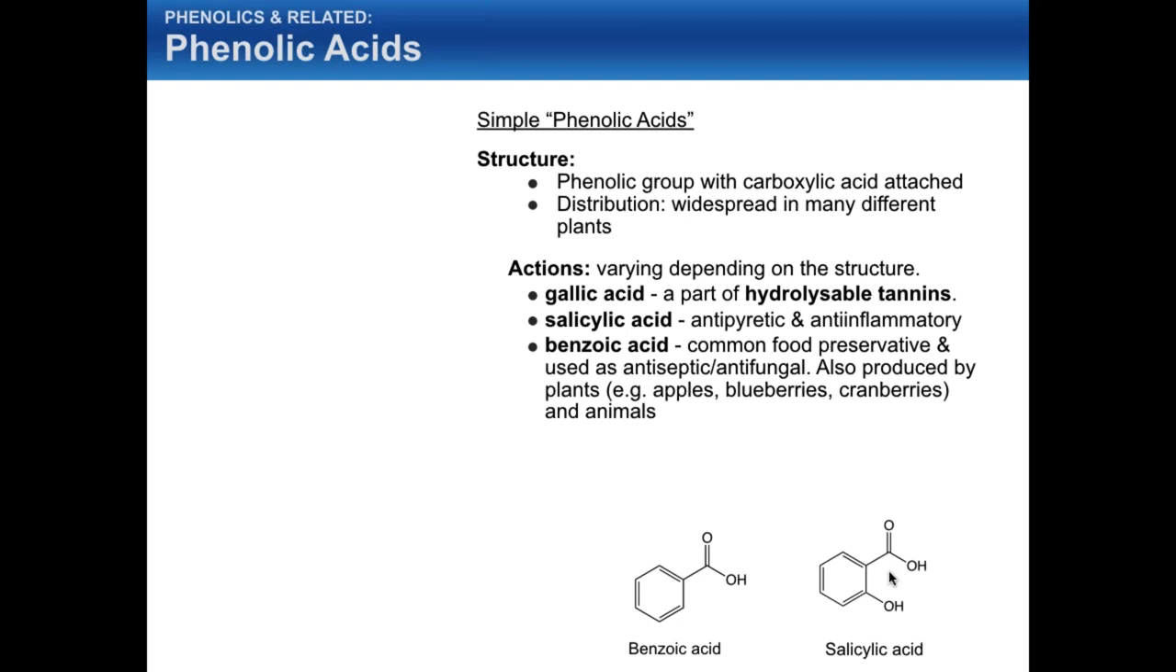Now, as you know, high amounts of salicylic acid will increase the risk of having a stomach ulcer and things like that. But the amount in a diet of fruits and vegetables is relatively small. So it just has a slight anti-inflammatory effect. And then other phytochemicals will have some anti-inflammatory effects from the diet as well.